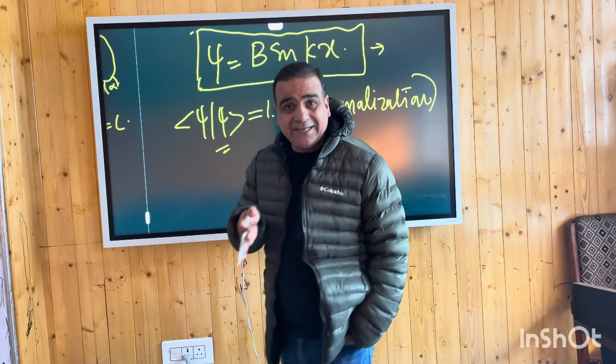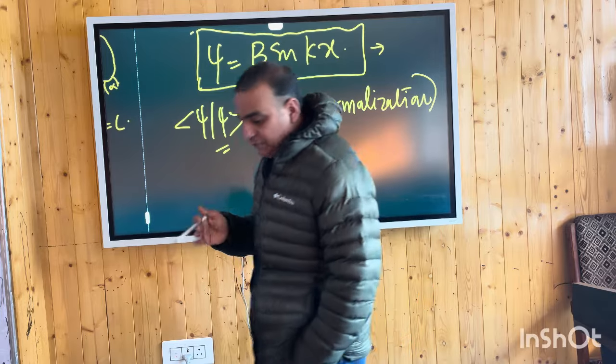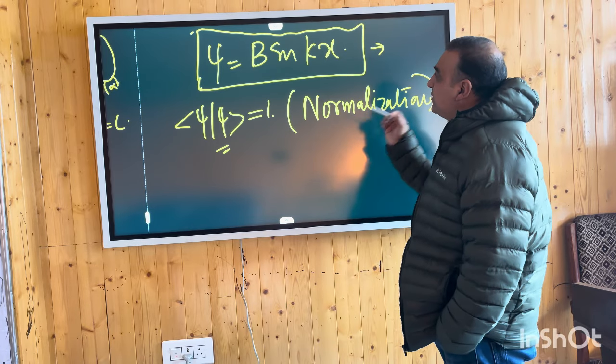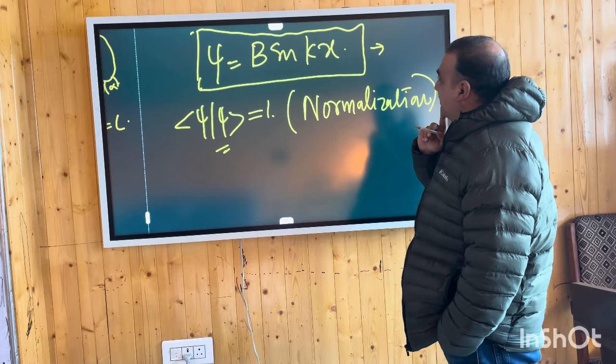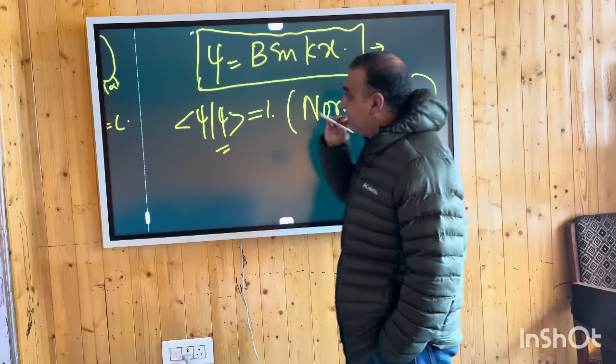For that, I'm using the condition of normalization, which is a very strong tool of quantum mechanics. It falls in the framework of the basic postulates of quantum mechanics. So I will be using the normalization condition to calculate the constant B. That will be my target.